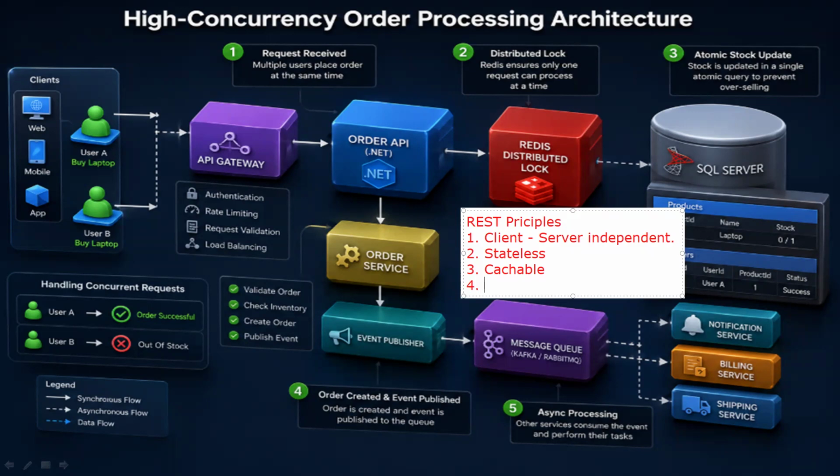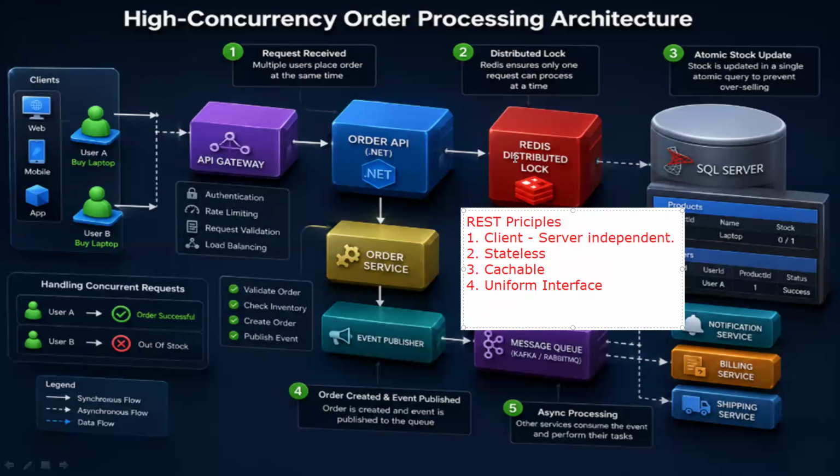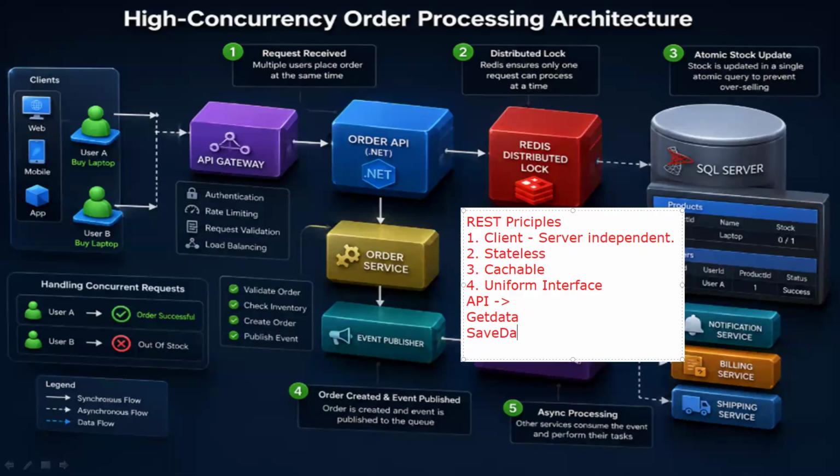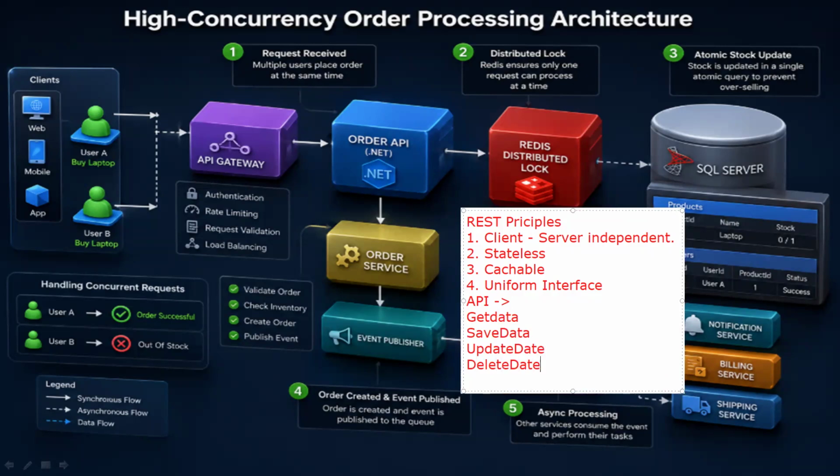What was the next one? Uniform interface. What is meant by uniform interface? For example, REST will expose an API, correct? Get data, correct? Save data, correct? Update data. Next one is delete data. Patch data is also there. So this is not called uniform. If you are designing a web API like this, it is not your REST API.